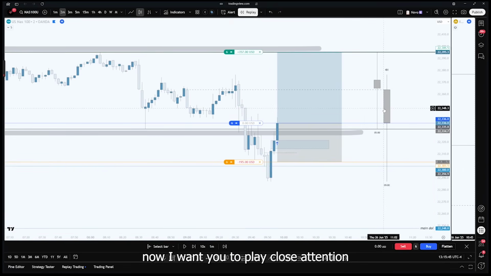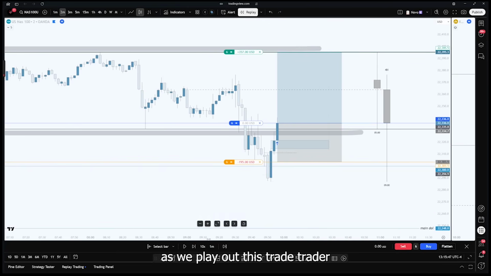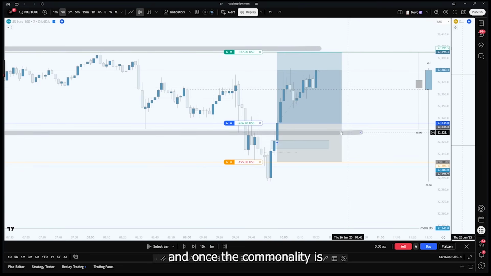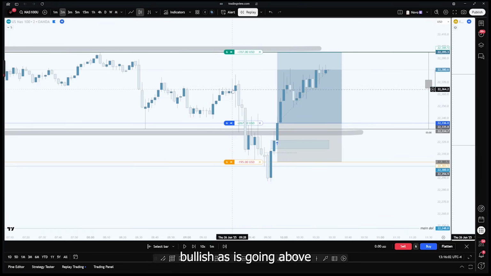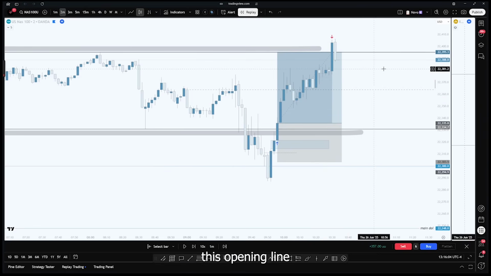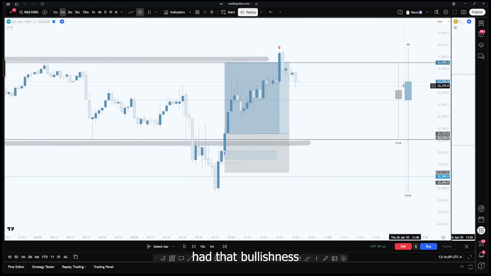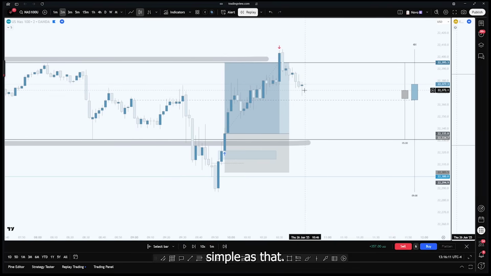Now I want you to pay close attention to how this candle moves as we play out this trade here. There you go. Starts to go bullish. And what's the commonality? Price is going bullish as it's going above this opening line. And as you can see there, it does finally have that bullishness and we are out of the trade. Simple as that. That is our candle range model.